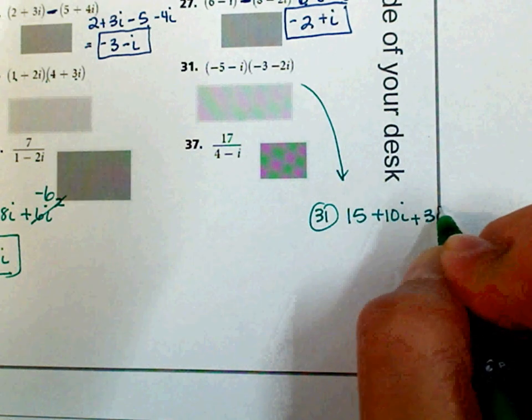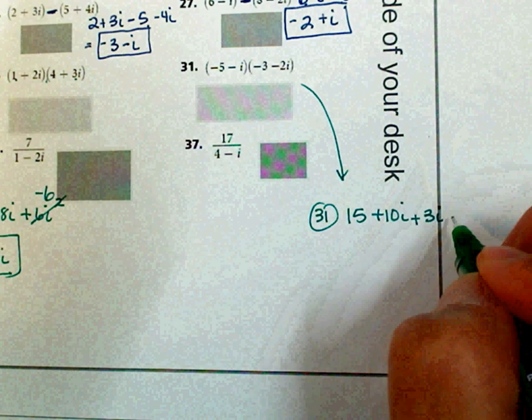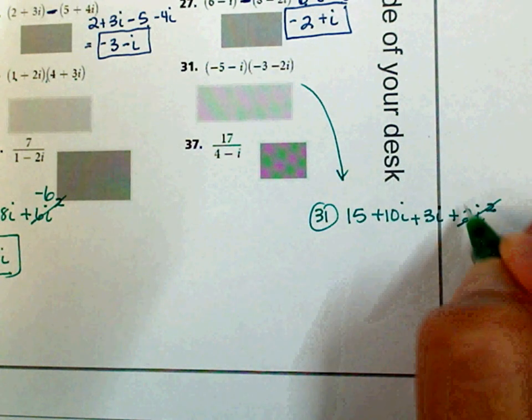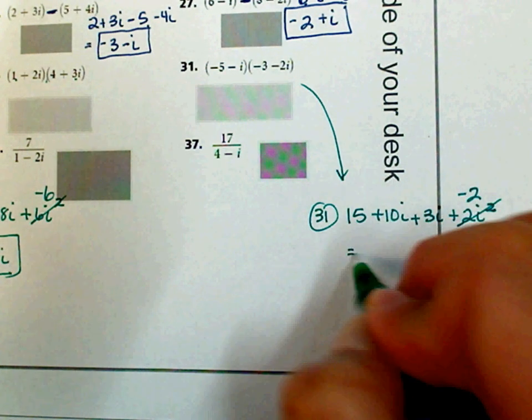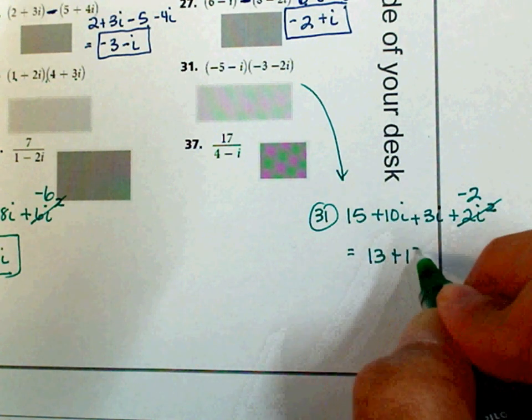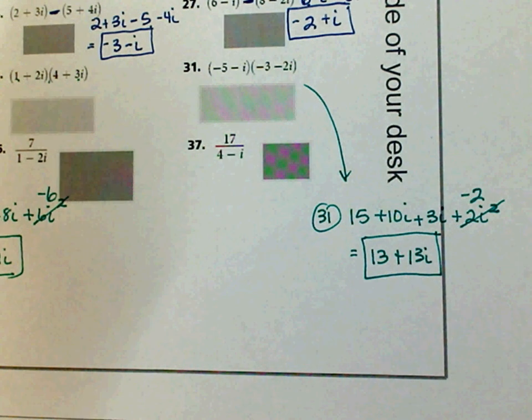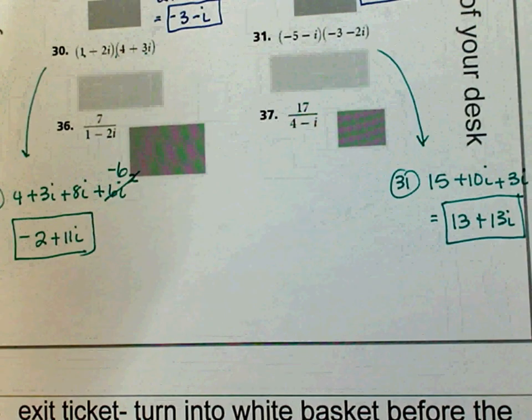Negative i times negative 2i is positive 2i squared, which comes out to be negative 2. 15 minus 2 is 13. 10i plus 3i is positive 13i. Okay, there we go. Let's go on to another one. Number 36.